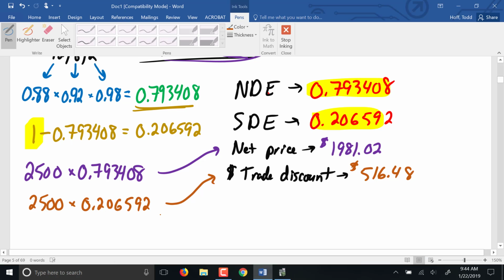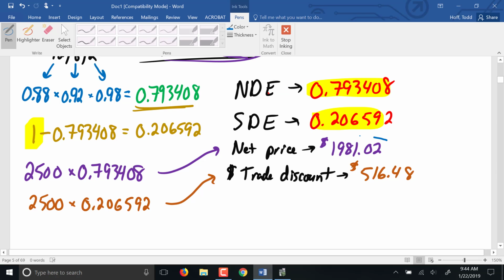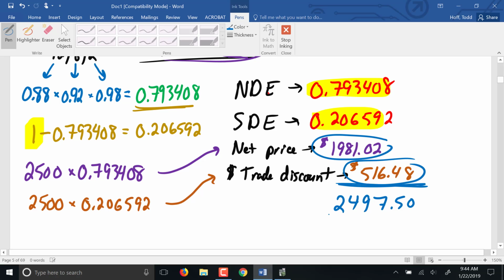So now, let's double check. If we double check, the net price and the trade discount should add up to our list price of $2,500. If we add those up, right now we're getting $2,497.50. That can't be right. Did anybody catch the mistake that we made here? This is telling us that that's not right. We're off by $2.50.